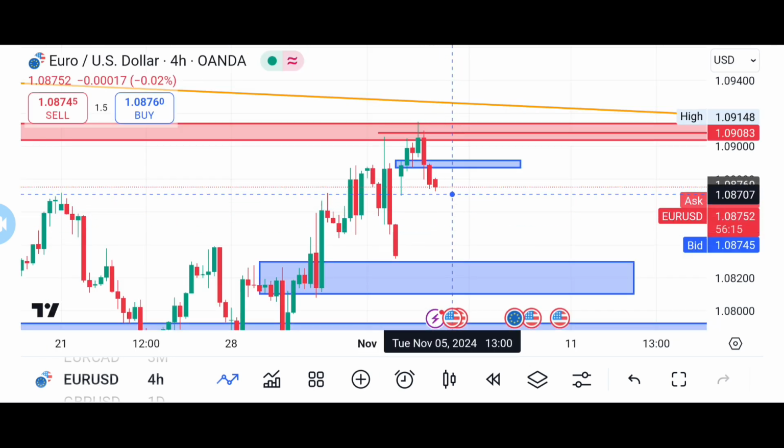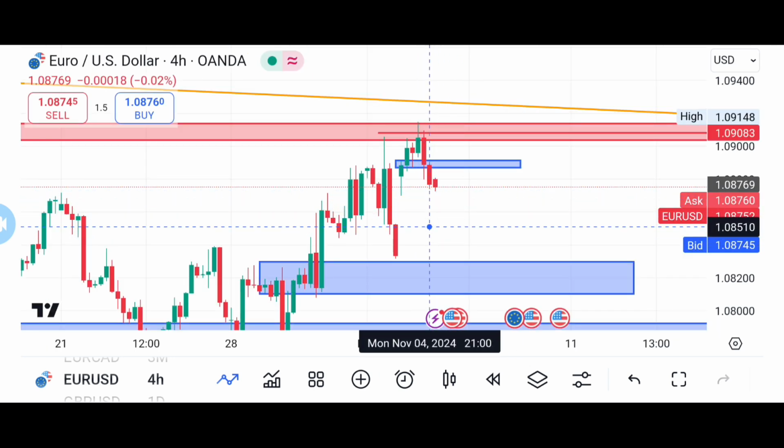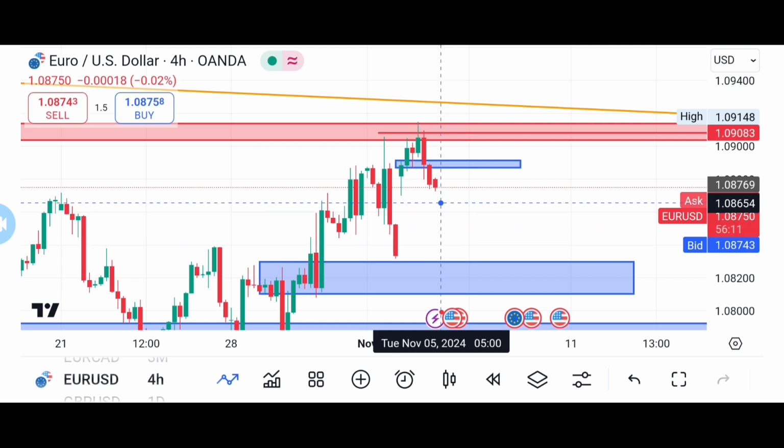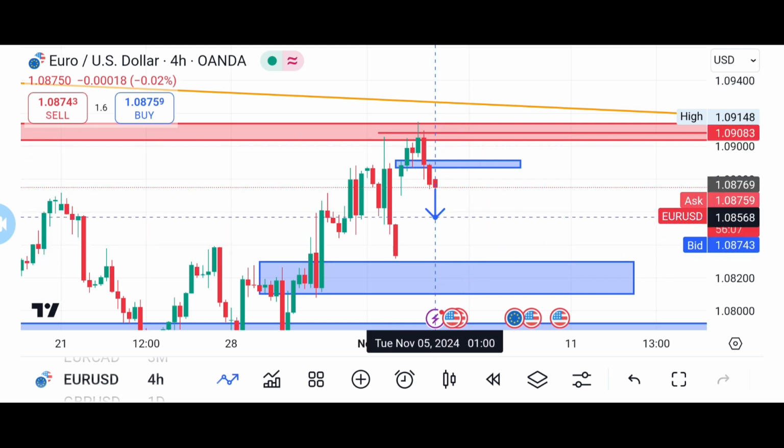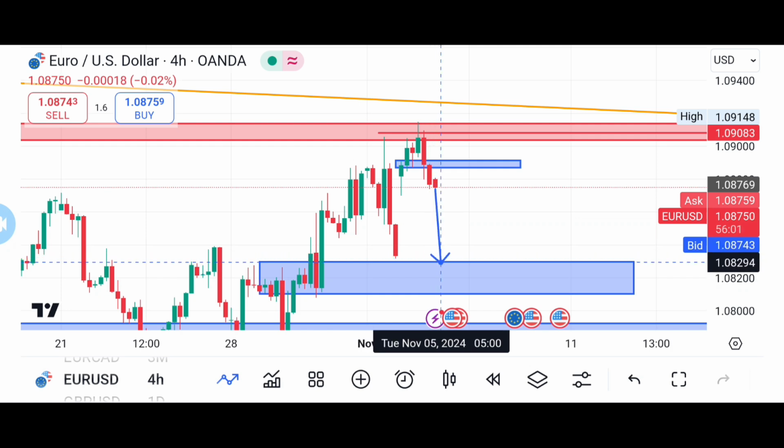It must fill this gap. Can you see this gap? It must fill this gap before we buy. So it must fill this gap before we set to buy. And my target profit is 1.08300. That will be my TP.